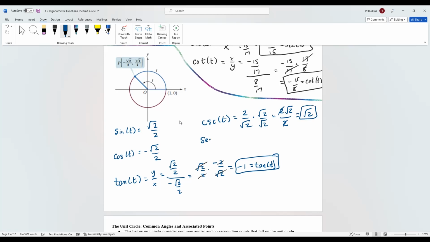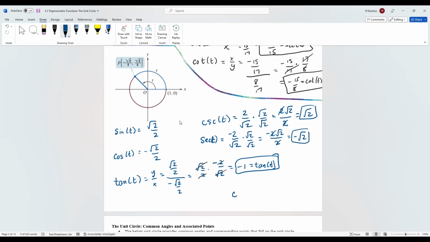Then we want the secant of t. So secant is related to cosine. It's 1 over the cosine. And so it's the reciprocal of that. And again, we would normalize, right? So we don't like to have radicals in the denominator. Then we would have negative 2 root 2 over 2. And so we would get negative root 2 for that one.